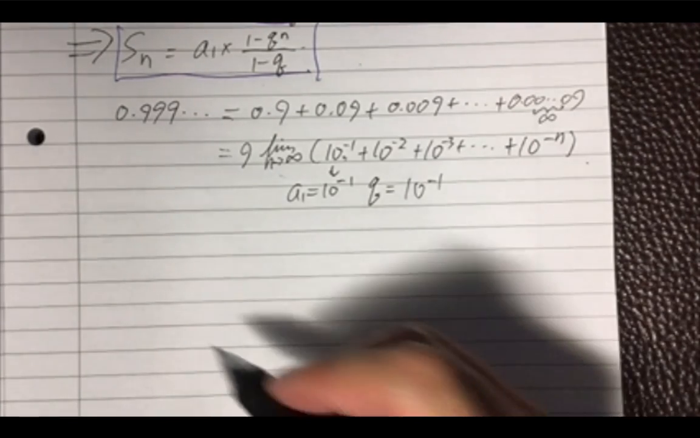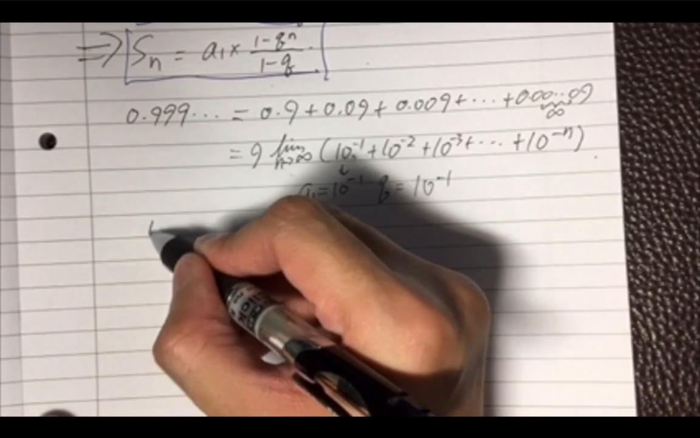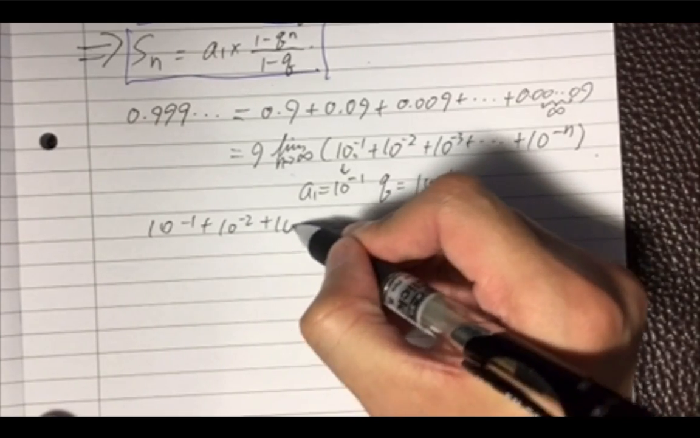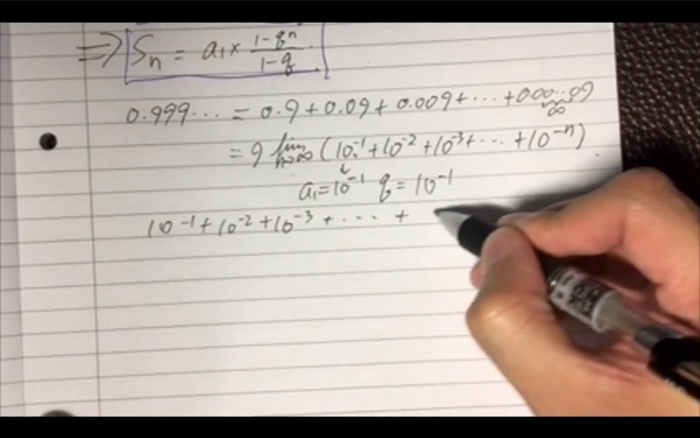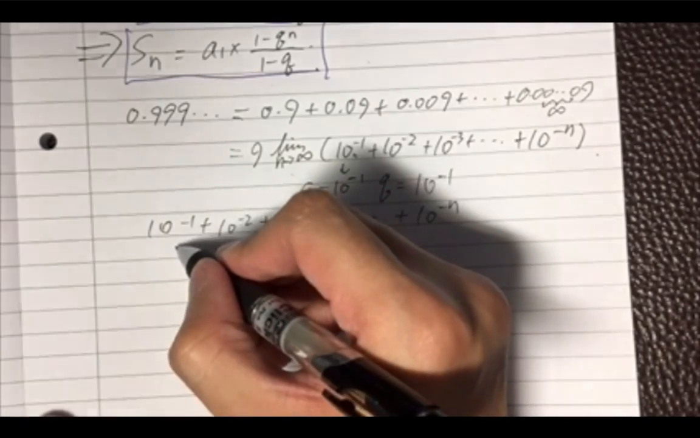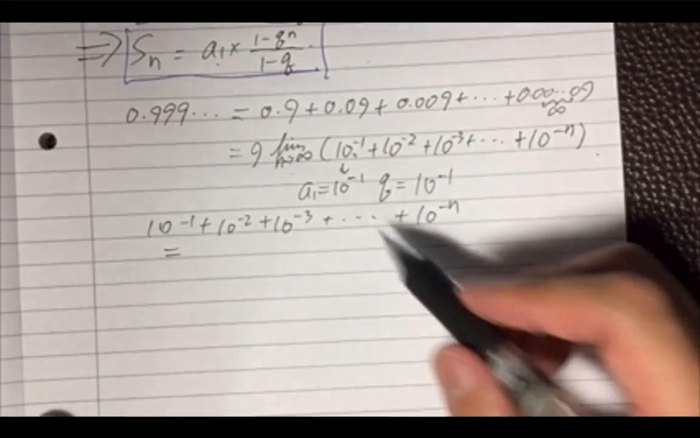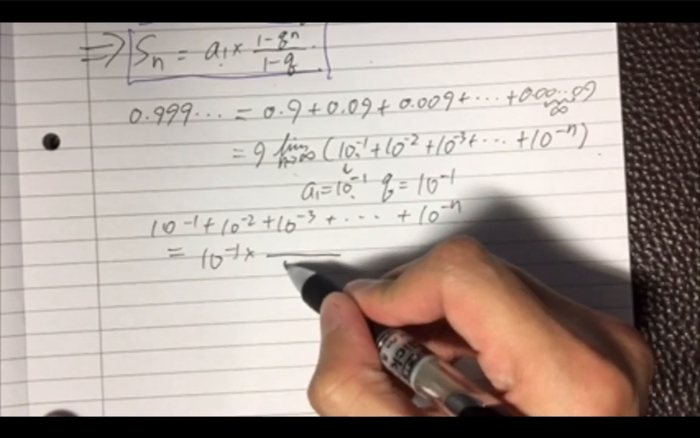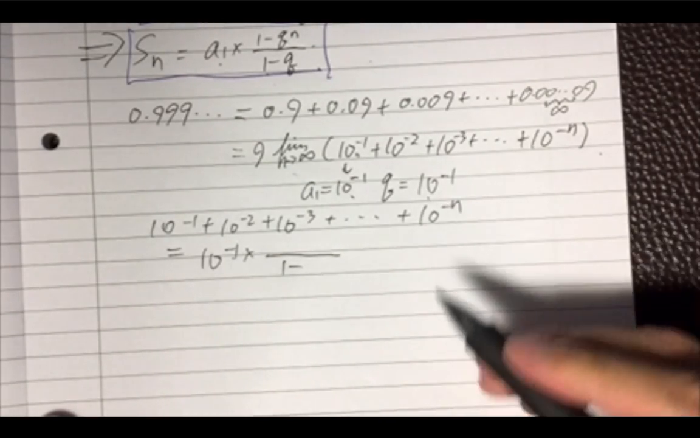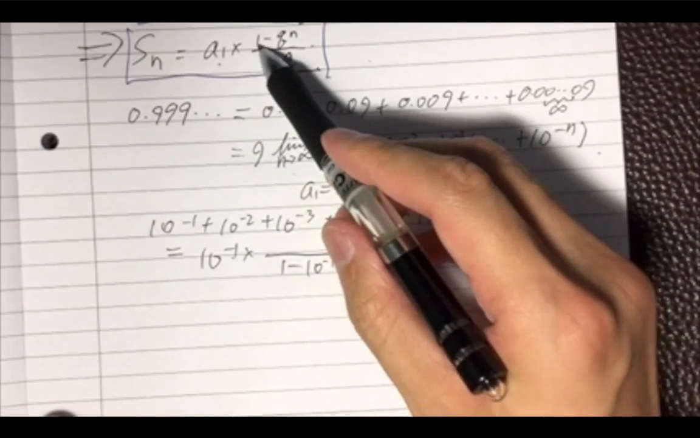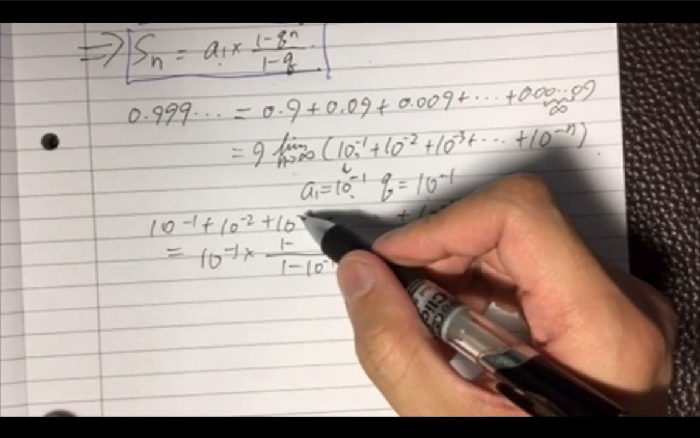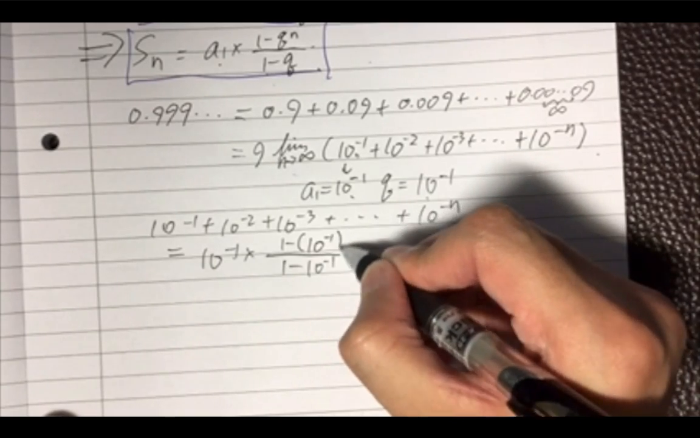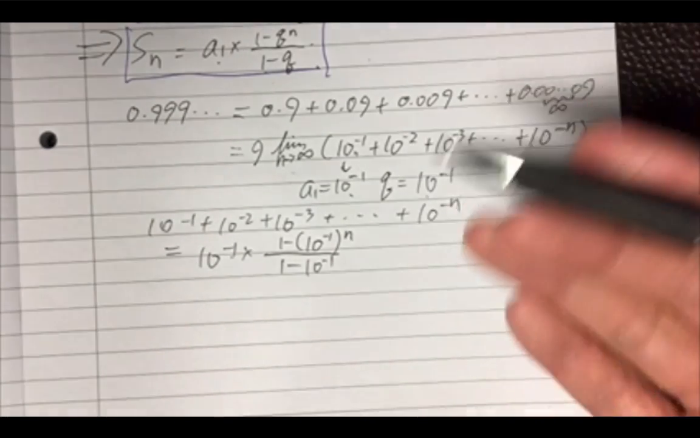So in this case, 10 to the power of negative 1 plus 10 to the power of negative 2 plus 10 to the power of negative 3 until 10 to the power of negative n will be a1, which is 10 to the power of negative 1, times (1 minus q to the power of n) over (1 minus q). q is 10 to the power of negative 1, with power of n. n, we have no idea how many it has.